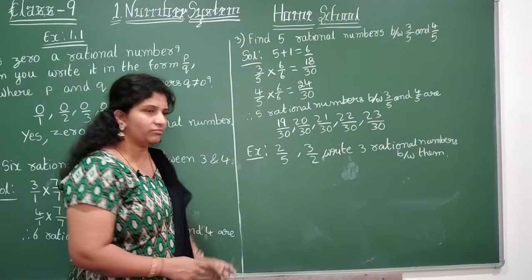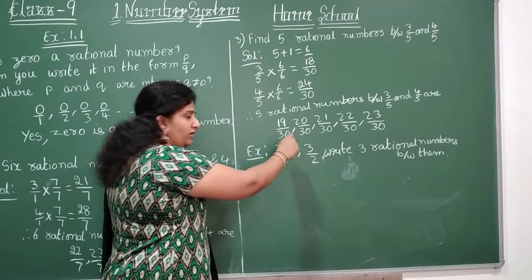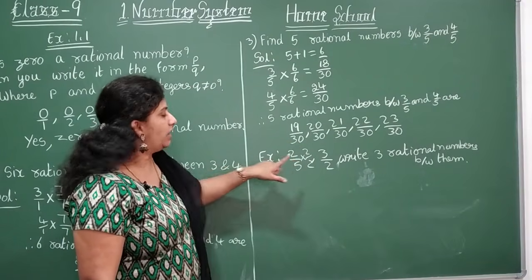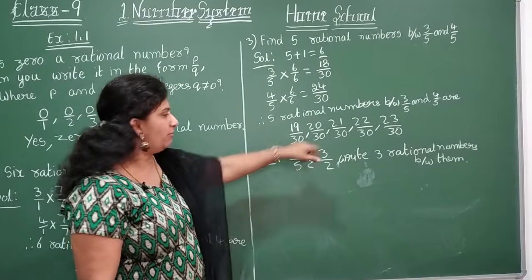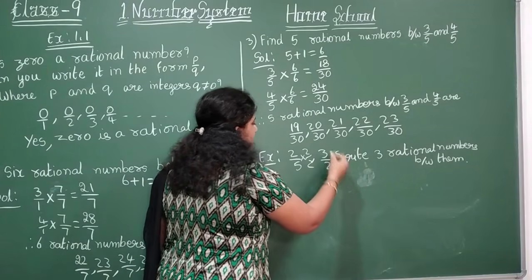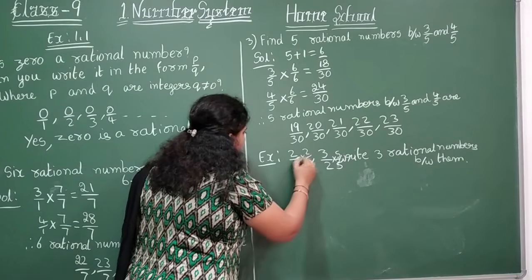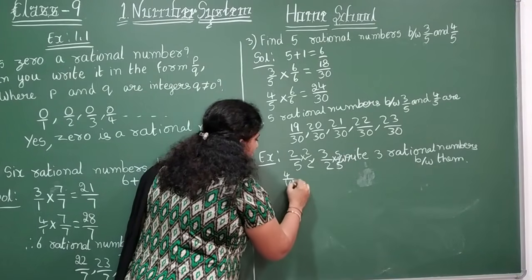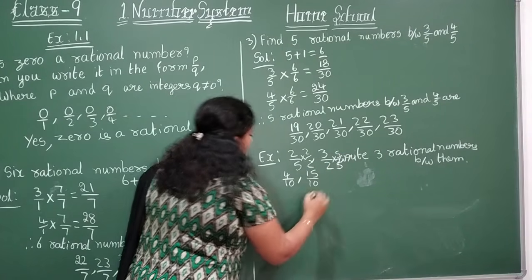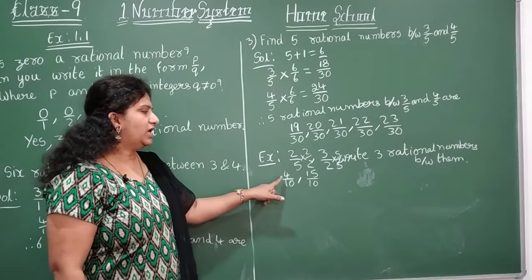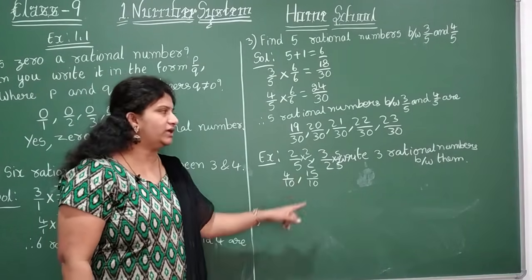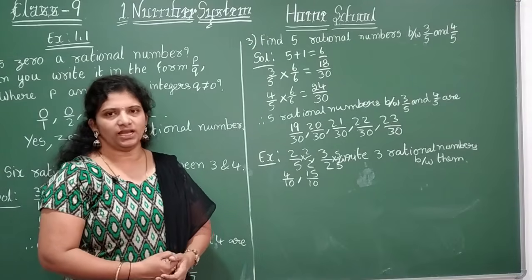How can you make them? This denominator, multiply the numerator and denominator of this rational number, and for this denominator multiply by 5 by 5. So now write here, children, 2 2s are 4, 4 by 10, 5 3s are 15 by 10. Now observe here, in between 4 by 10 and 15 by 10, you need to write 3 rational numbers.